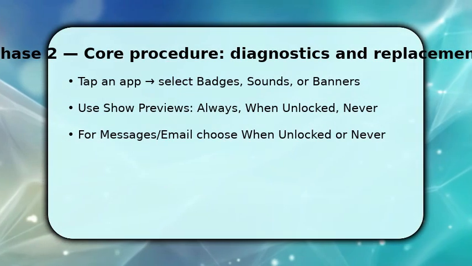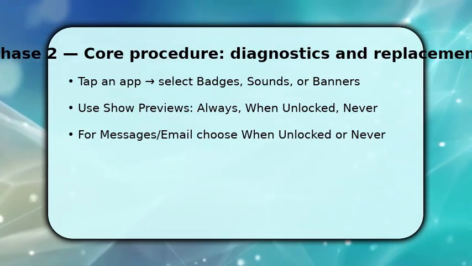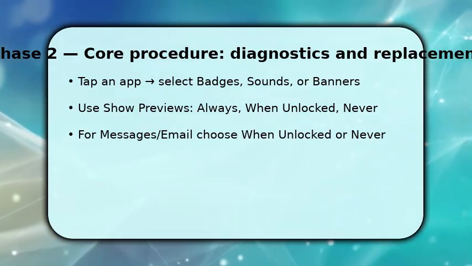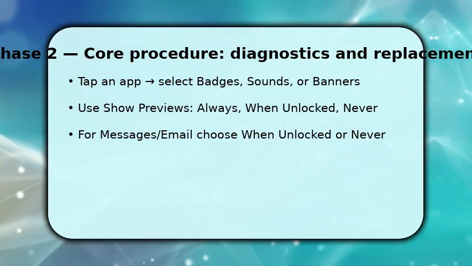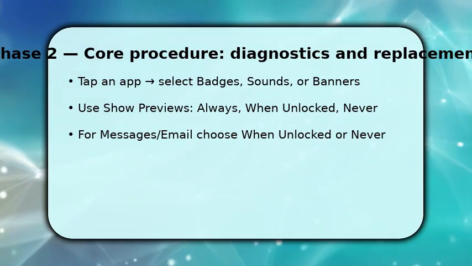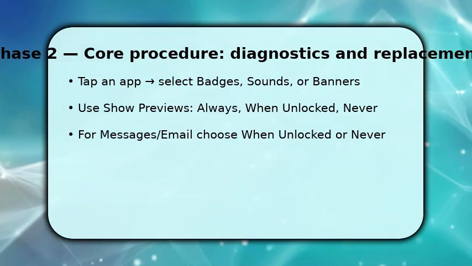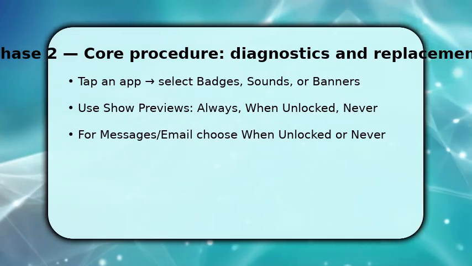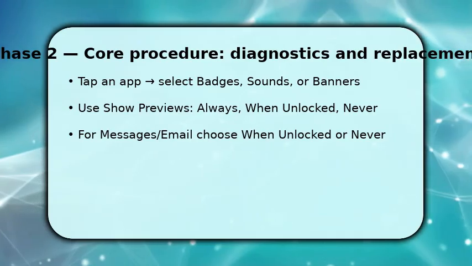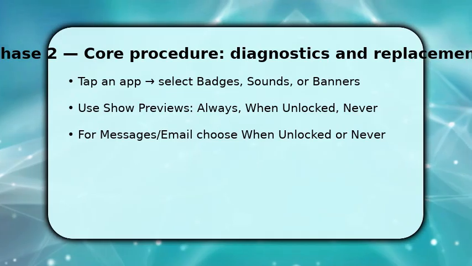Now you'll change preview settings per app. Tap an app from the notifications list. You'll see options like badges, sounds, and banners. Look for Show Previews, set it to When Unlocked to hide content on the lock screen, or Never to block previews entirely. For messages and mail, pick When Unlocked to balance convenience and privacy, or Never for strict protection. Make this choice deliberately because it controls what appears before you unlock the phone, reducing accidental exposure.